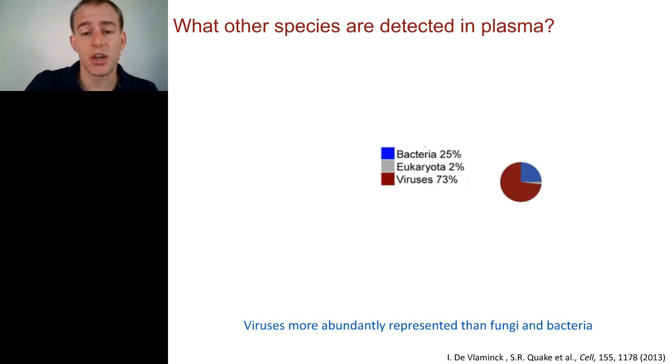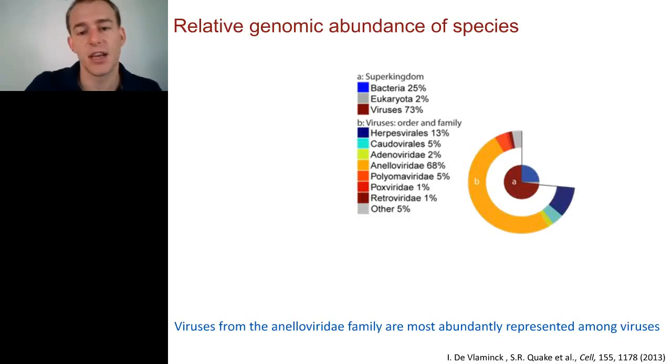Given that these are shotgun sequencing data, you can drill down on this at any level of classification, and so you can explore what kind of viruses are found. And we find evidence for many different viral families in our data sets. One viral family that is abundantly present is the family of the anelloviruses, indicated in orange. So this is the orange bit of the pie here.